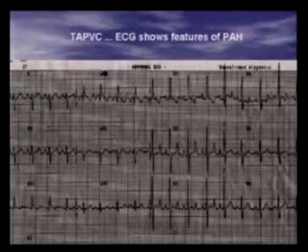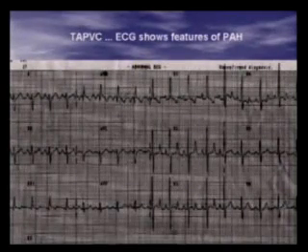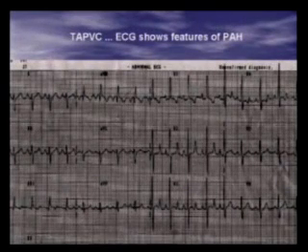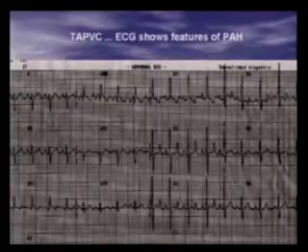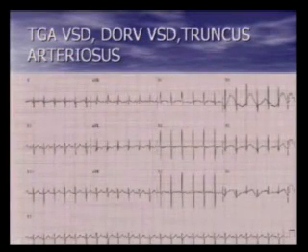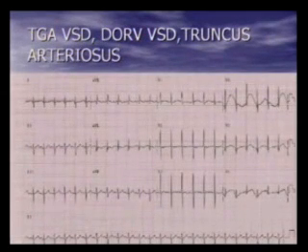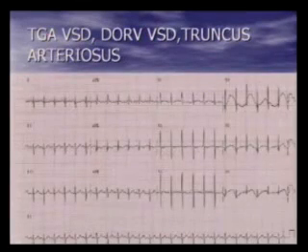An example of a patient with TAPVC, who comes under the group of cyanotic congenital heart disease with increased pulmonary blood flow. The ECG looks like a patient with atrial septal defect: right axis deviation and right ventricular forces. So this ECG has no meaning unless you know the clinical picture of the patient. It could very well be an ASD, a simple lesion, or it could be a complex lesion like TAPVC. A patient with TGA VSD, DORV VSD, truncus arteriosus, all these patients come under the same group of increased pulmonary blood flow with cyanosis, and you can see all of them have the same type of ECG.